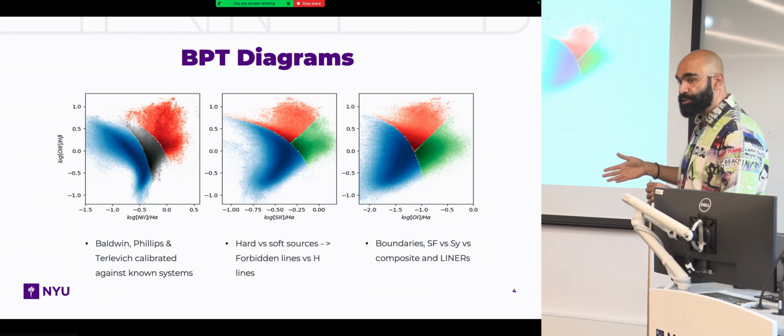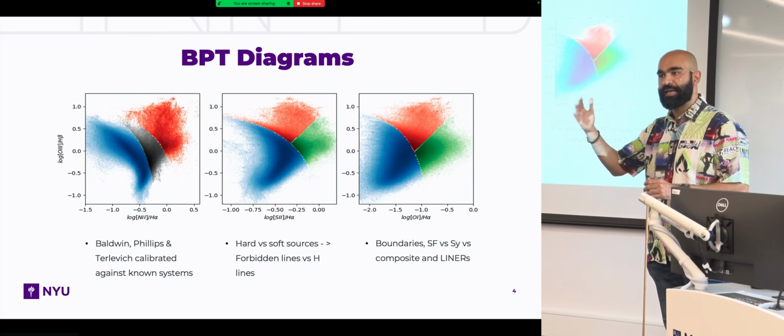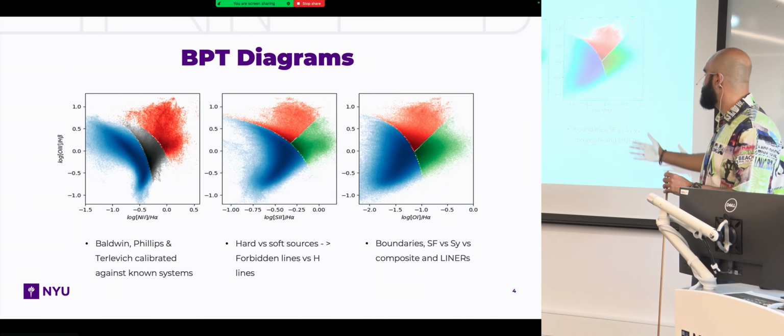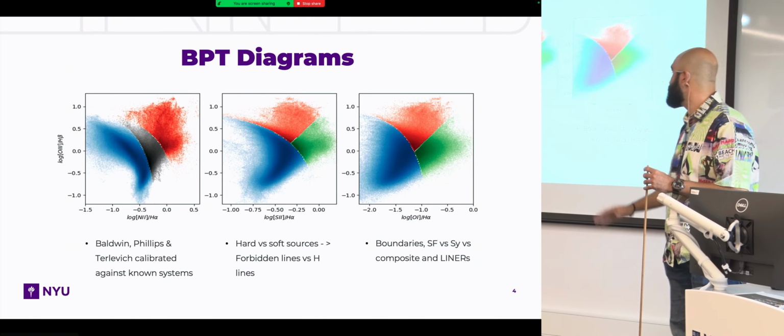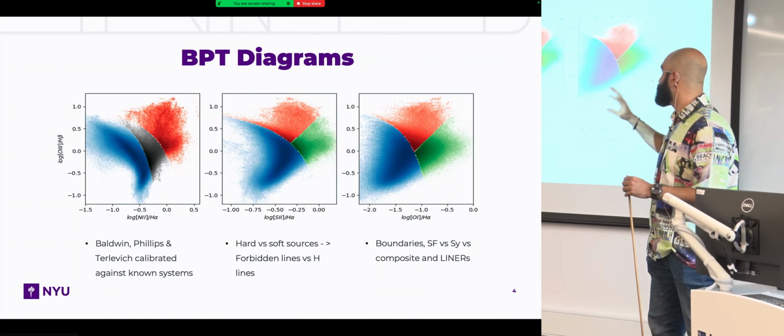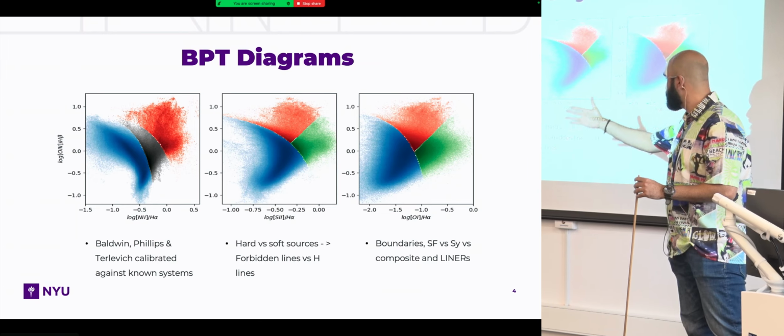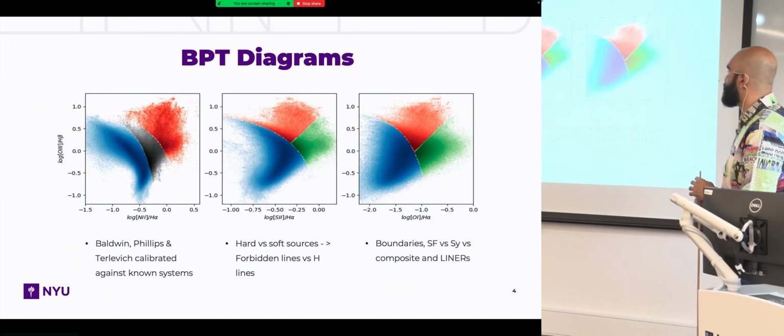Whereas for soft sources, you'd expect the ionization level in the gas to be lower. So you'd expect the hydrogen recombination lines to be stronger relative to the forbidden emission lines. Hence, those targets would occupy the bottom left corner of those diagrams.